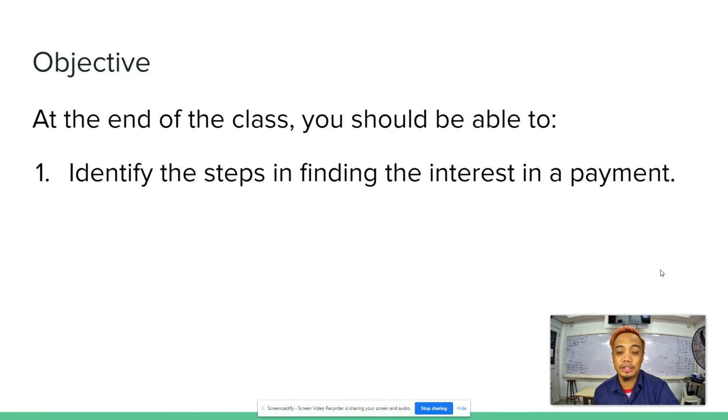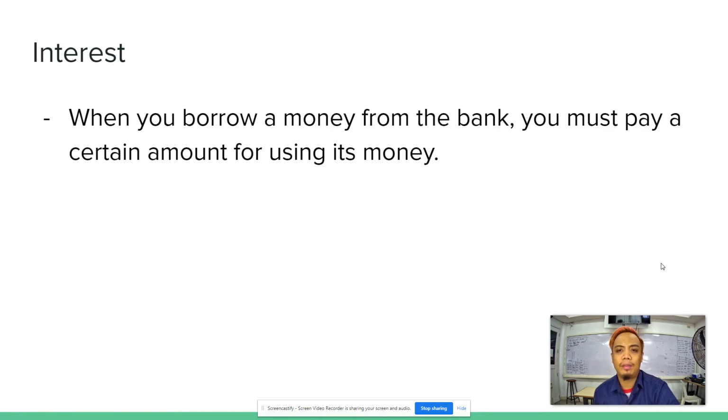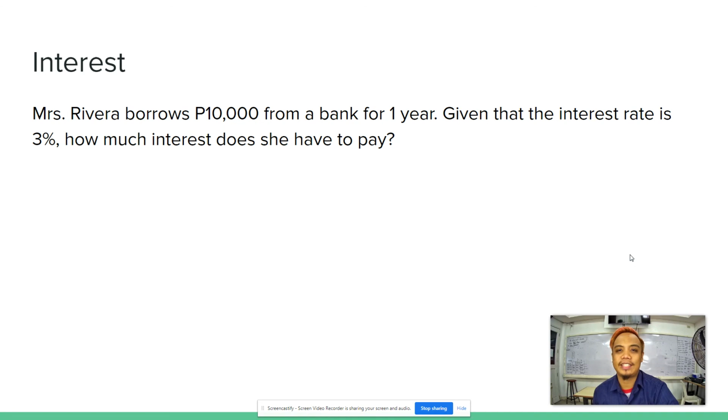At the end of the class, you should be able to identify the steps in finding the interest in a payment. When you borrow money from the bank, you must pay a certain amount for using its money. And that is what we call the simple interest. Let's take a look at this example.